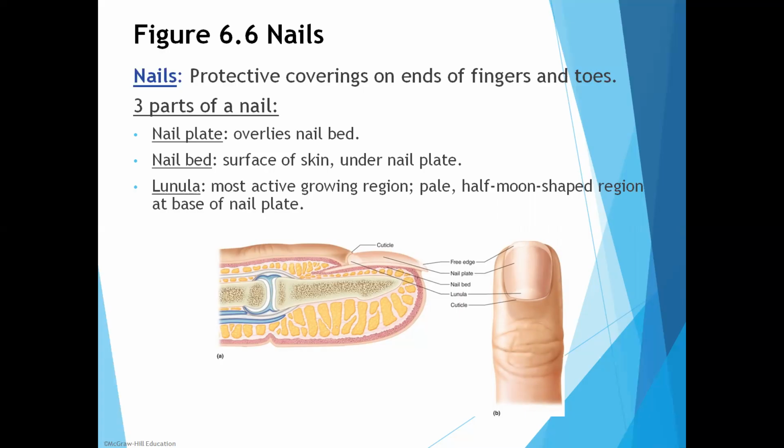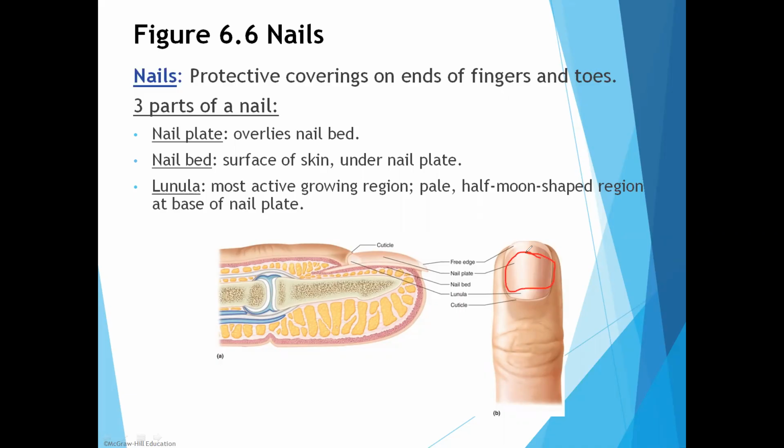They're actually protective coverings on the ends of our fingers. And so there is a purpose to them. They are protective. They're a protective covering. And so when we think about the parts of the nail that we're going to see, there are 3 different parts I'm going to ask you to know, or at least somewhat have an understanding of. The nail plate is the majority part that you're going to see.